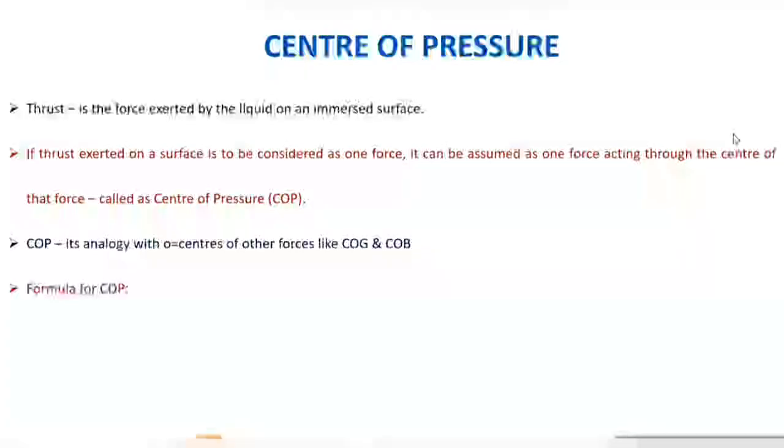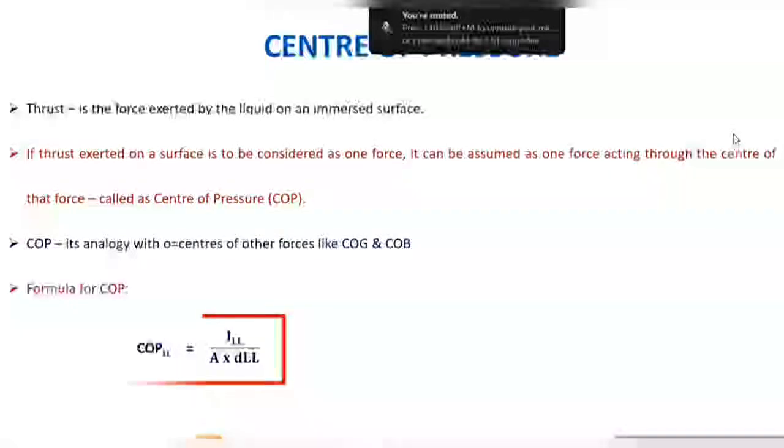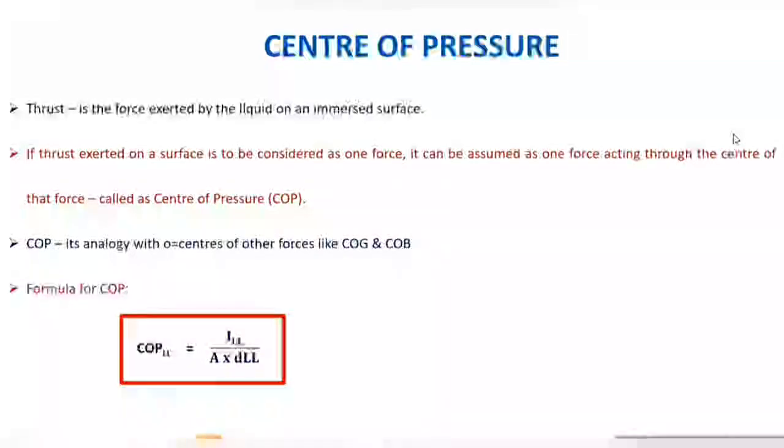Ship Stability by Derivatives has the derivation for the formula for COP, just for your information in case you want to have it at a later stage. What you need to do now is just learn the formula. What is the formula? COP_LL is equal to I_LL upon area into D_LL. LL is in subscript.